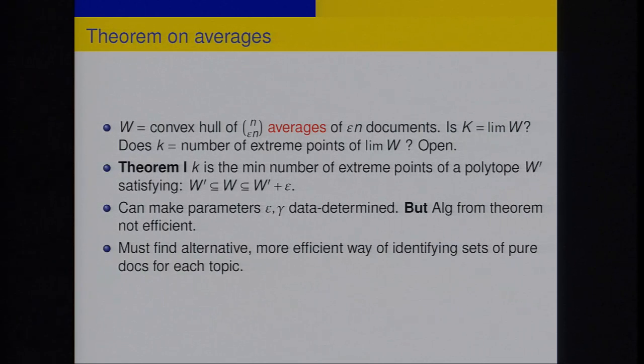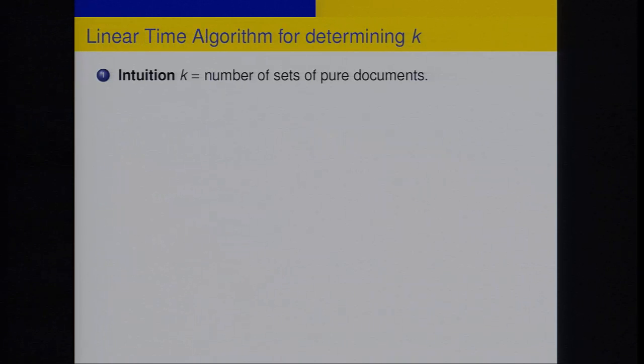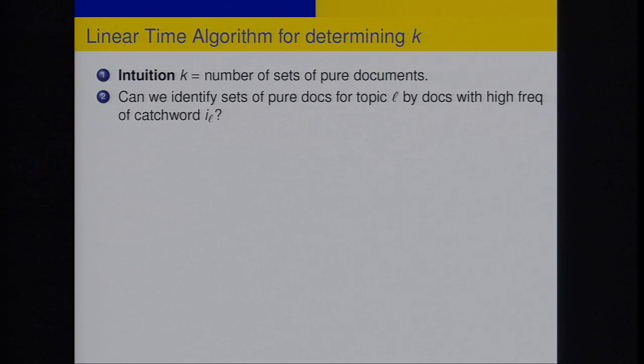So, now part 2, a linear time algorithm. I packed into one slide, and I'll go over this slide fairly slowly, the ideas of the linear time algorithm without giving you all the details. So I want to find little k, and we saw that it's the number of vertices, but it's also the number of sets of pure documents, because each vertex had pure documents associated with that vertex, with that topic, right?